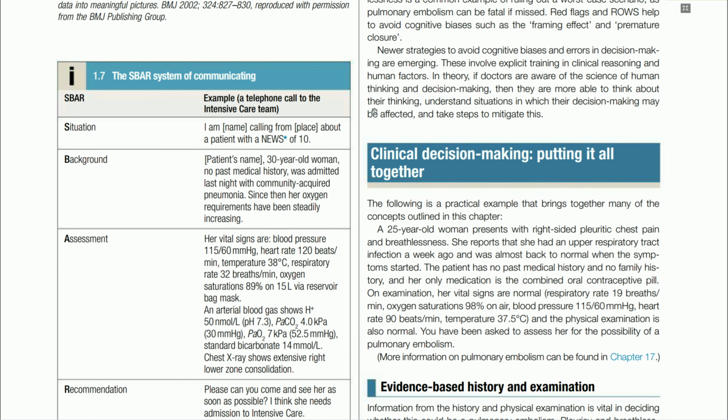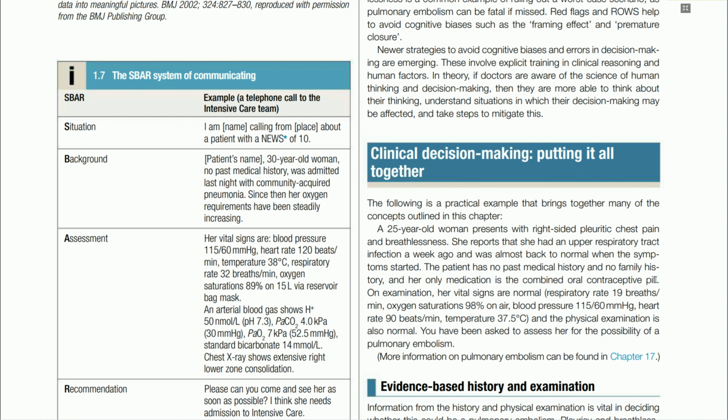Clinical decision making: putting it all together. The following is a practical example that brings together many of the concepts outlined in this chapter. A 25-year-old woman presents with right-sided pleuritic chest pain and breathlessness. She reports that she had an upper respiratory tract infection a week ago and was almost back to normal when the symptoms started. The patient has no past medical history and no family history, and her only medication is the combined oral contraceptive pill.